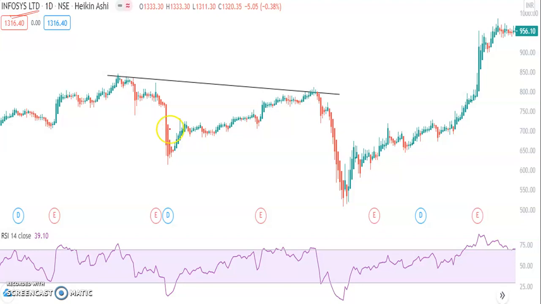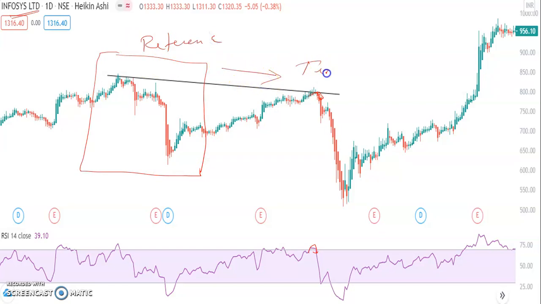So we know this is the trend line. We could have drawn the trend line whenever there is a turn here, and then the proper turn here, and then the RSI also goes below 70. So this is our reference setup. The first setup is a reference setup, and whatever comes next to that are the trade setups. So we can trade here.